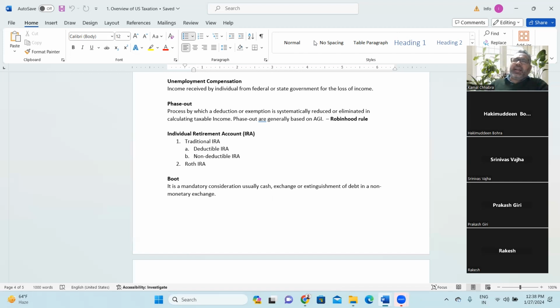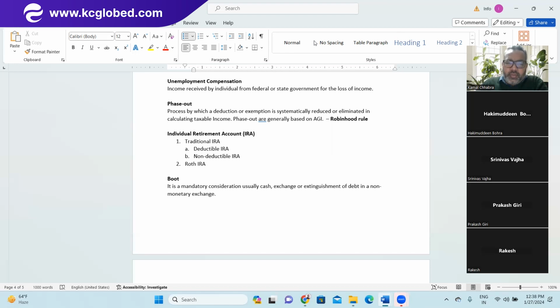So in the individual retirement account, there are three categories of retirement account. This terminology is different from India. In India, we call it pension funds, right? Same way how in India you deposit in a pension fund and after retirement you get the pension. In the US, it is called IRA, individual retirement account, right? So there are three types of individual retirement account. First one is Roth IRA.